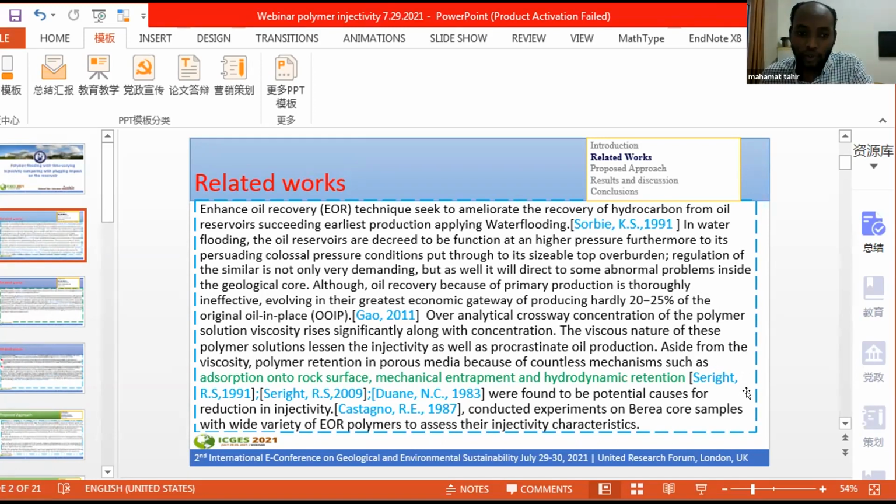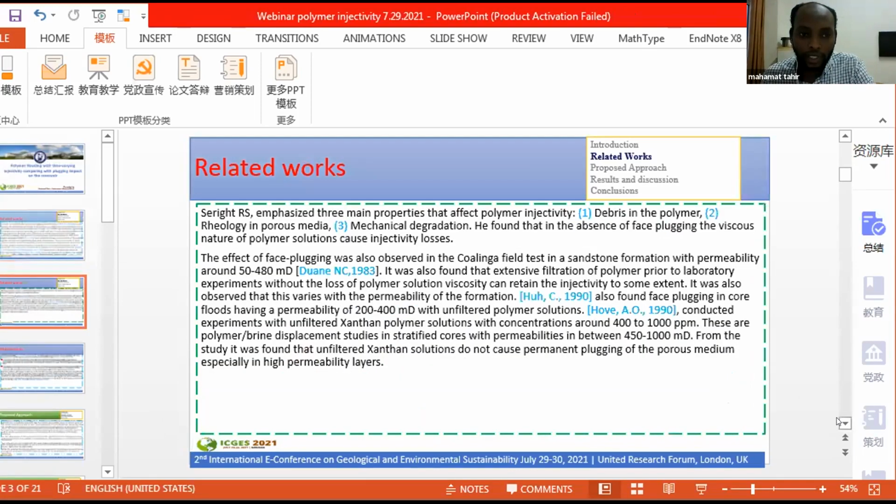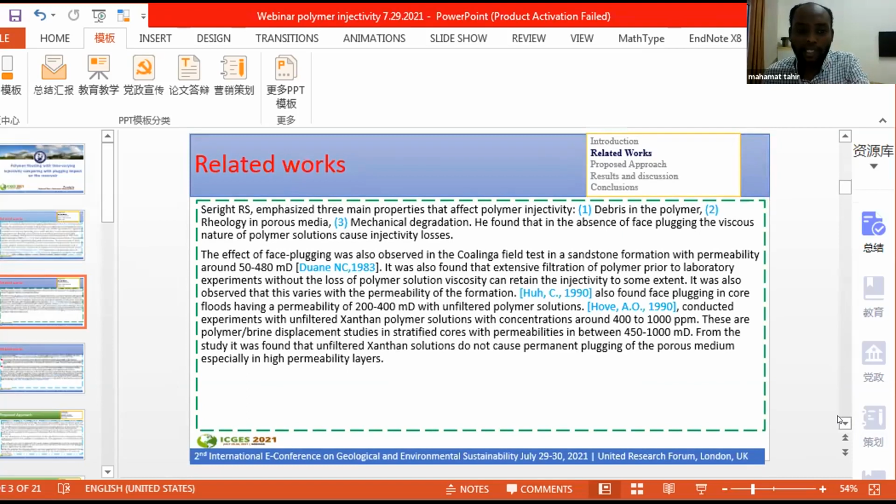Previous researchers have also found some of the problems that occurred, such as adsorption on the rock surface, mechanical entrapment, which is the blockage, and hydrodynamic retention. They have also found several causes, as already mentioned here by Serik, by Duan, by Hou, by Hu. So I won't be reading the whole text. As well, they have conducted different experiments.